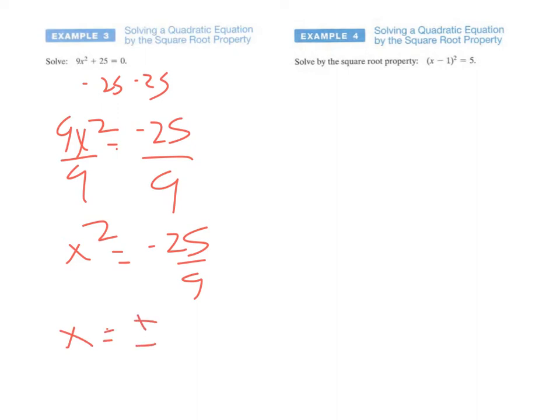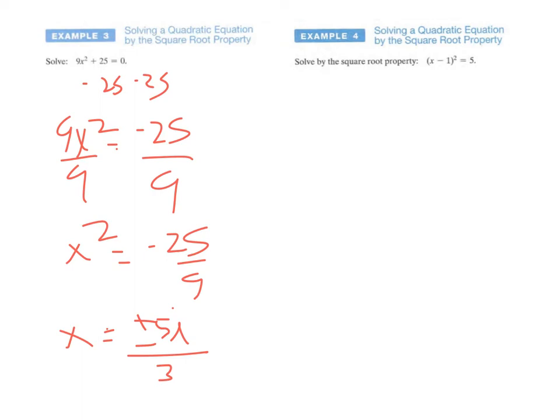And if we remember from Algebra 2, that becomes an i. And the square root of 25 is 5. And the square root of 9 is 3. So really we have our answer of plus minus 5i over 3.